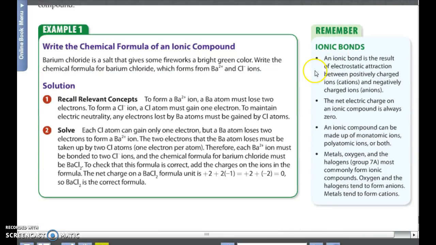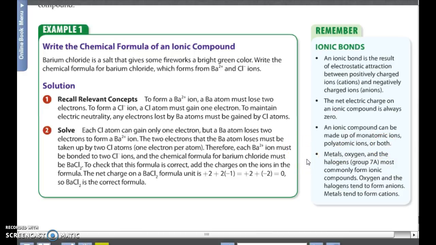Remember, an ionic bond is the result of electrostatic attraction between positively charged ions, cations, and negatively charged anions. The net total electric charge on an ionic compound is always 0. An ionic compound can be made of monatomic ions, like sodium or chlorine, or polyatomic ions like sulfate or phosphate, SO4, PO4, all those ones that are listed on your polyatomic ion cheat sheet.